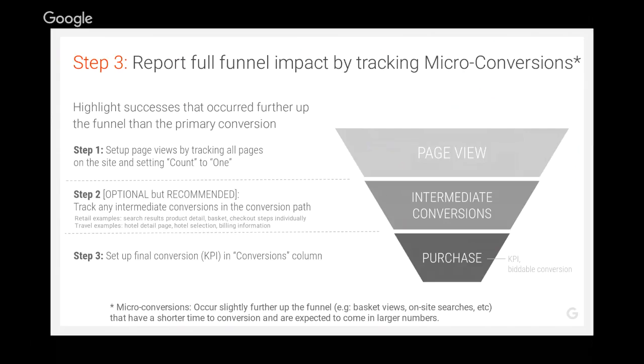The second step is that you can actually look at intermediate conversions. So maybe look at the checkout, that they have put products in a basket or different other steps of the checkout process. Or for example, for travel, maybe they went into a very specific hotel page and had a hotel selected. This could be valuable information to see that the customer actually made it that far. But then the third step, which is maybe the most crucial one, especially for target CPA bidding, is that you set up the key conversion. It could be a sign up or a purchase on the website. You add that to the conversion column, and that will be the KPI and the conversion that you bid against.